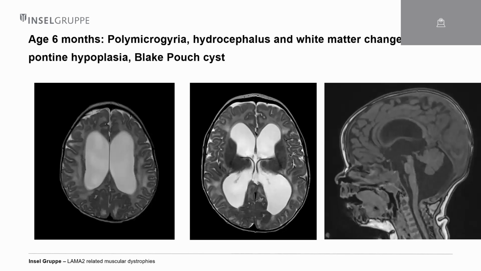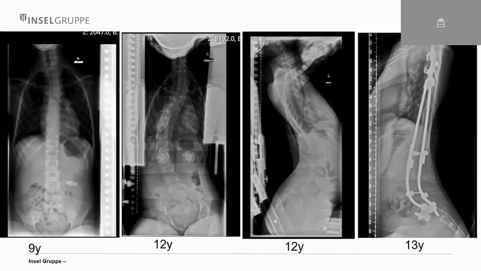Sometimes there's even a hydrocephalus which needs a shunt. This is quite rare, but this child actually has a polymicrogyria, has this ventriculomegaly, needs a shunt, has a small pons and a Blake's pouch as the reason for the hydrocephalus, and his cognitive development is absolutely normal. No seizures.